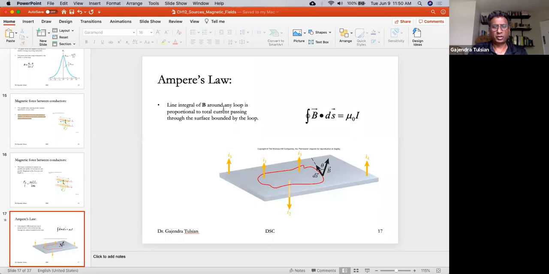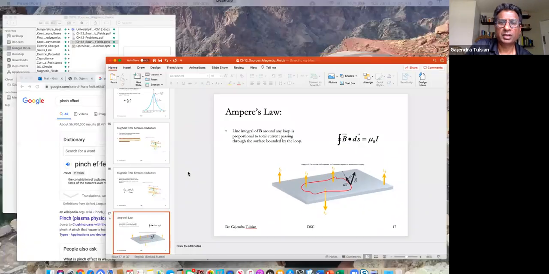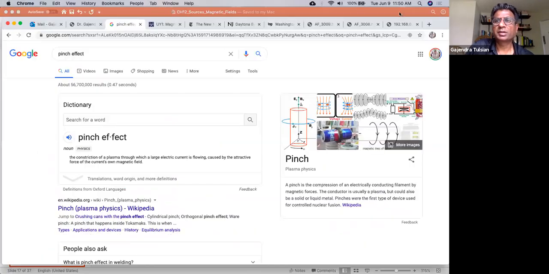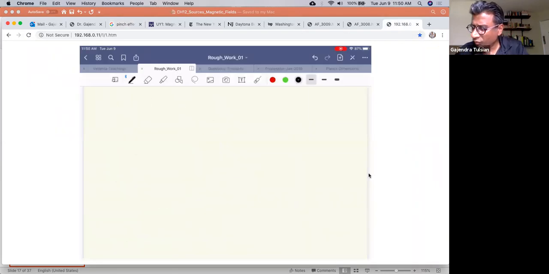Let's talk about Ampere's law. Before we get into this, let me remind you, Ampere's law is similar to Gauss's law. I don't know if you remember, but here's a Gaussian surface.